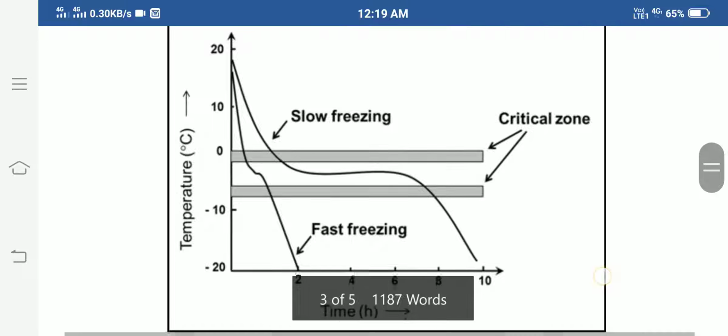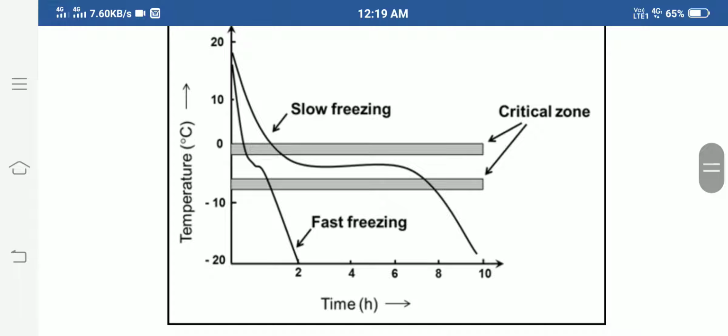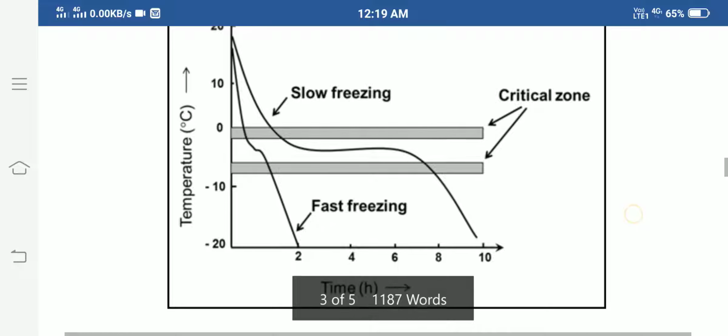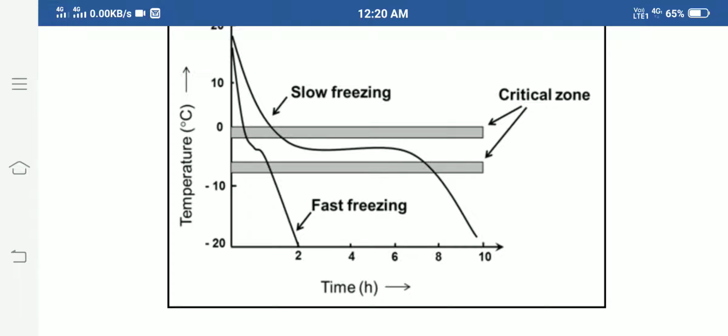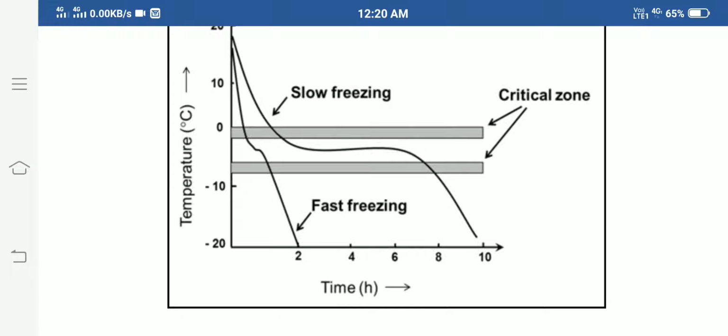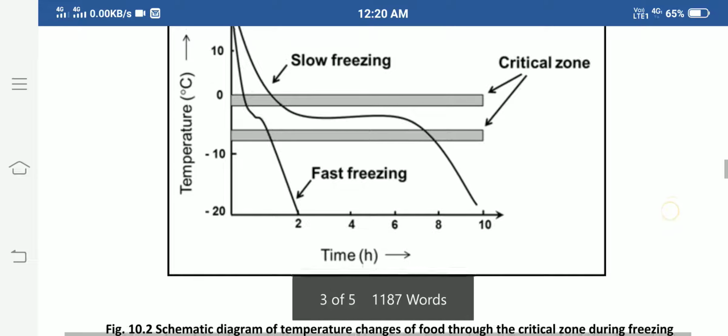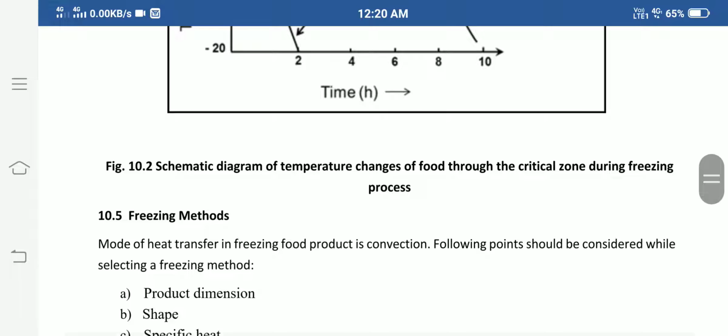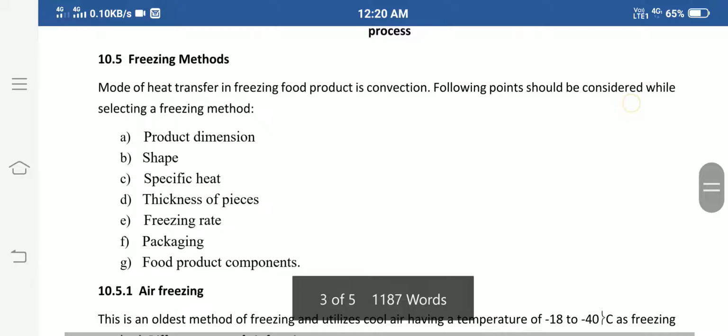We can see from this curve the difference between slow freezing and fast freezing: slow freezing needs more time, as on the x-axis there is time and on the y-axis there is temperature. In fast or quick freezing, it needs less time, and the critical zone is there because this critical zone depicts the shape and size of the ice crystals. Now, freezing methods.